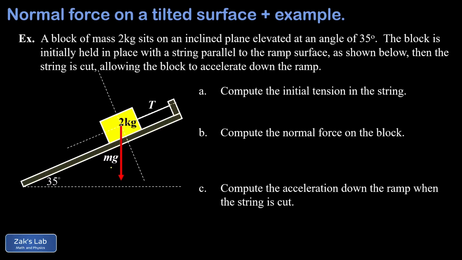First, we put in the weight vector, and that has a magnitude of mg. And we can just go ahead and plug the numbers in here. m is 2, g is about 9.8. So the magnitude of this weight is 19.6 newtons. Next, we put in the components of the weight vector. And again, we note that the angle of incline for the ramp is the same as this angle between the vertical and the perpendicular. And that means our perpendicular component is mg cosine of 35.